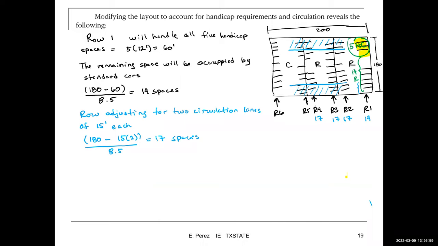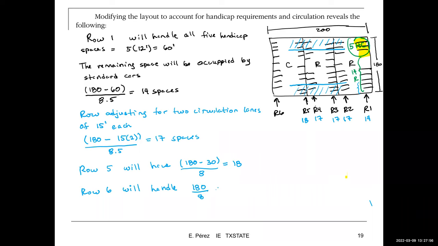And then we have to do the same thing for the compact. So for row 5, we'll have 180 minus 30, again, the circulation lane spaces, divided by 8. And that's gonna be equal to 18 spaces. So this one will have 18. And then finally, row 6, which is not impacted by the circulation lane, will handle 180 divided by 8, and that's 22.